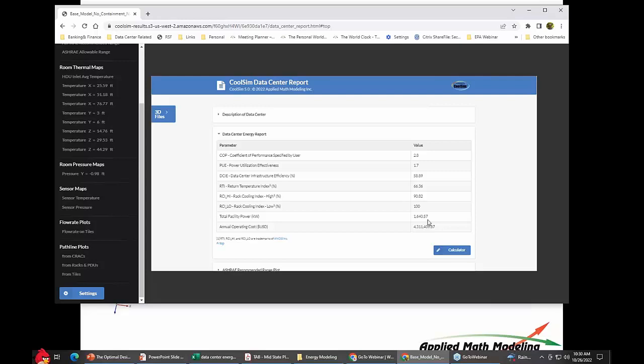Okay, so that's kind of an interesting number. That's the total facility power required to operate. That includes the rack power, which is 966 in this case, plus the energy required to dump that heat to the outside atmosphere, assuming the overall data center has a coefficient of performance of 2.8.